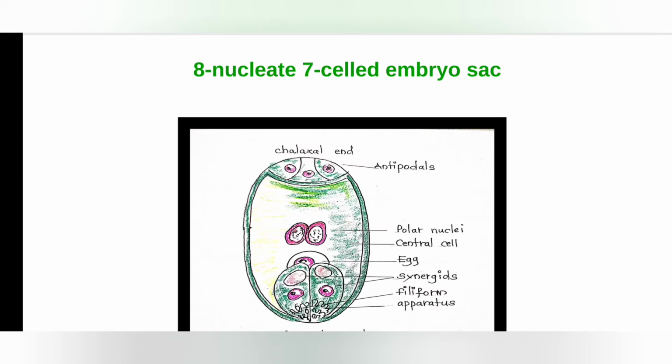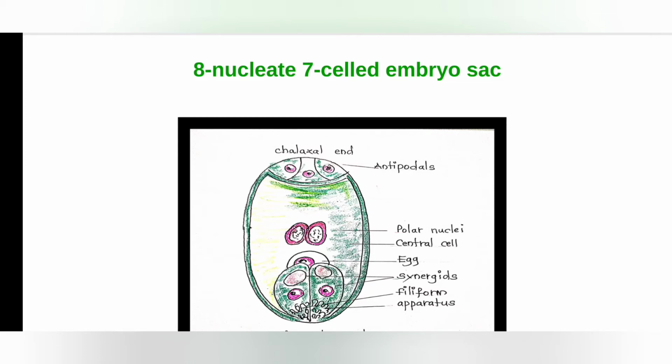Atop the embryo sac, at the chalazal end, there are 3, and again at the bottommost part there are 2 nuclei in the synergids and one more nucleus is visible in the egg cell. So altogether there are 6. Apart from these 6, there are 2 more nuclei which are located at the center part of the cell. So as far as nuclei are concerned, there are 8 nuclei. So this is the 8 nucleate stage.